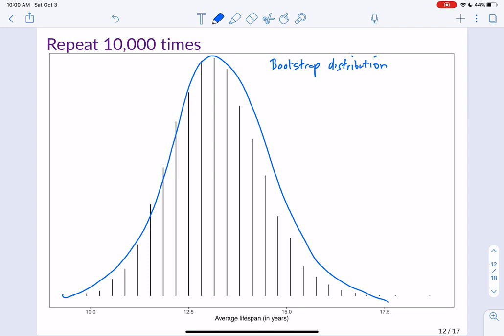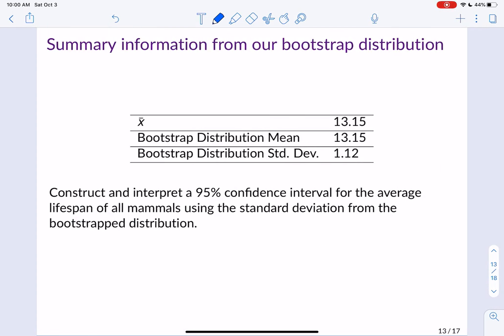So we've now created a bootstrap distribution. Okay, this is great. But has that actually helped us figure out what to do yet? Well, in our bootstrap distribution, we do have a standard deviation, and that standard deviation is 1.12. Maybe we could use that as our estimate for our standard error. And that is exactly what we're going to do. We're going to use the bootstrap distribution standard deviation as our estimate for our standard error.